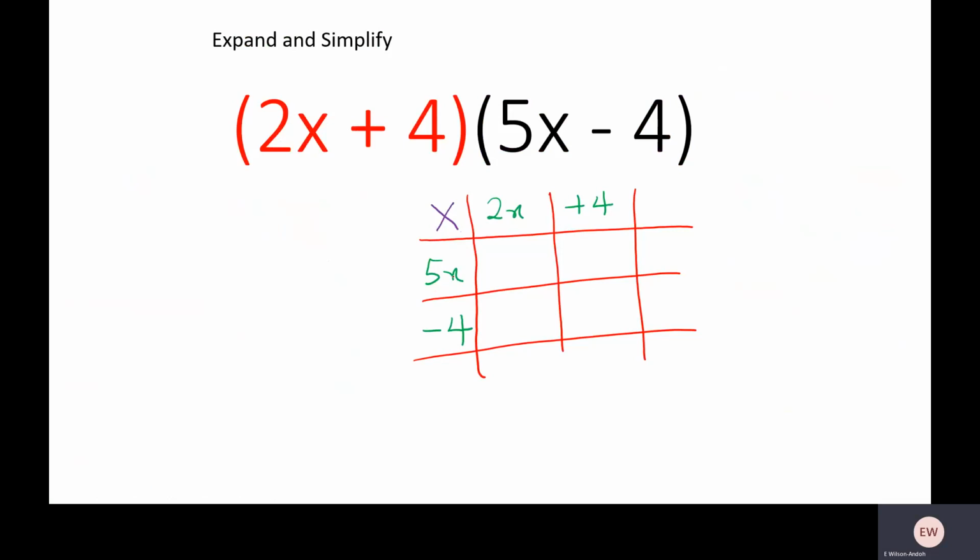So I have 5x times 2x. This will give me 10x squared. Then 5x times plus 4 will give me 20x. Then minus 4 times 2x. This will give me negative 8x. Then negative 4 times positive 4 will give me negative 16.